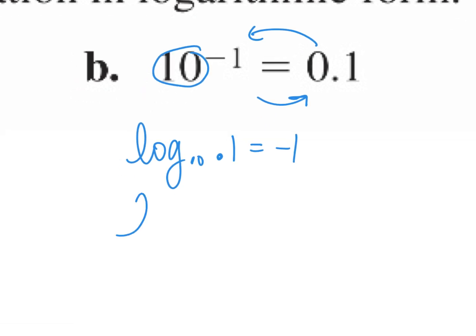Perfect. If you guys wanted to write it like that, you're more than welcome to. 1 over 10 equals negative 1. Either way is fine. That says 1/10, right? If you read that decimal, it's 1/10.